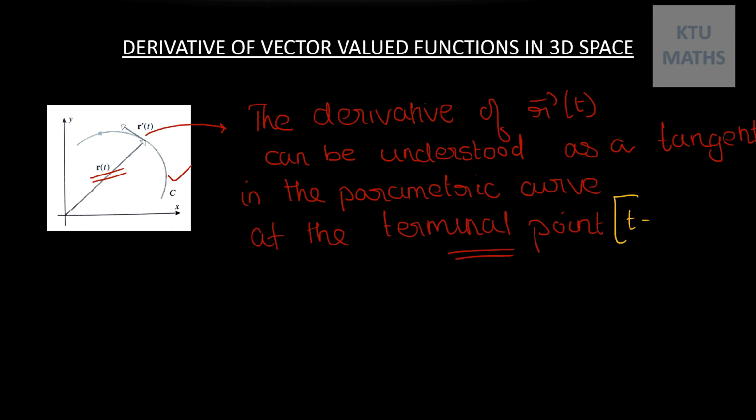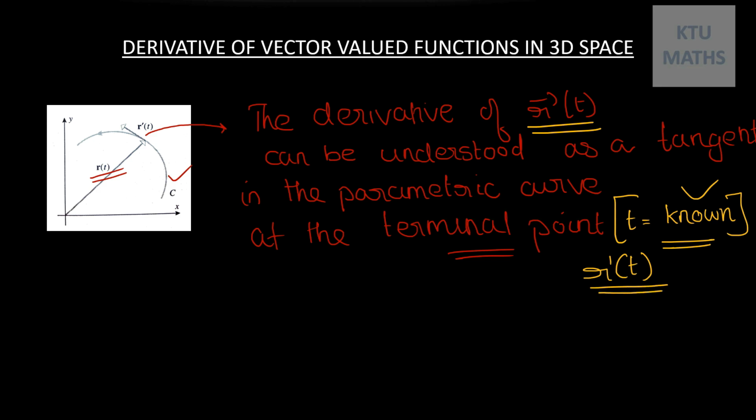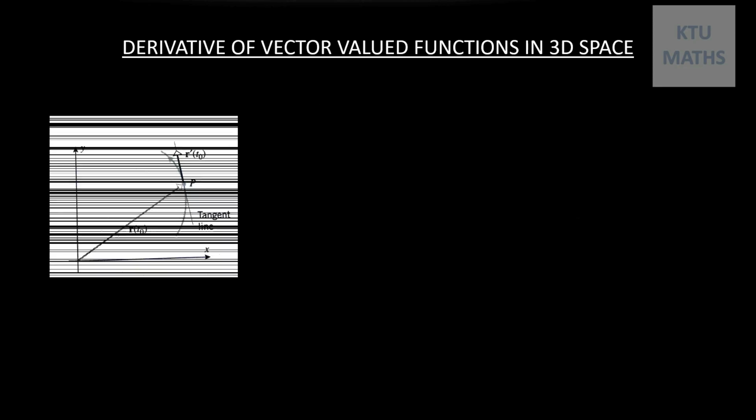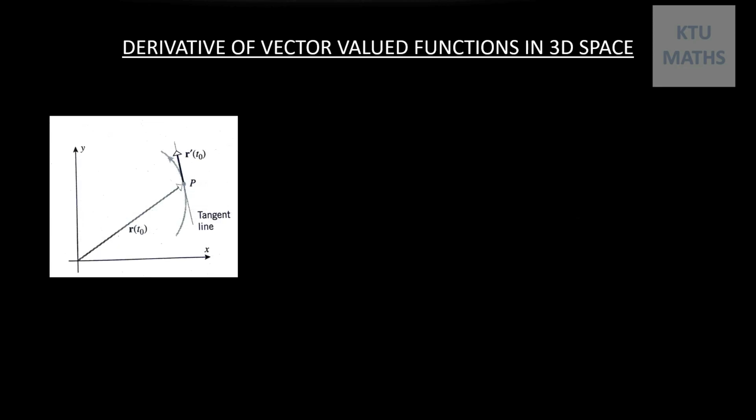The value of t there will be known. t is the thing that we have to substitute because we have already done that. We have already learned that a vector valued function like r(t) is governed by t, and its derivative will also be governed by t, and we have to put the value of t at the terminal point. We have looked at the geometrical meaning of the derivative of vector valued functions, and here we are looking at the geometrical side of the tangent line of that vector.